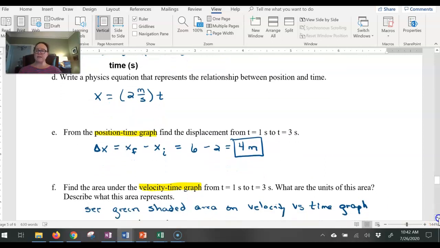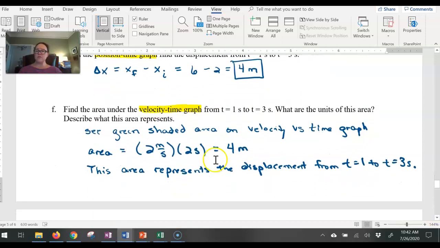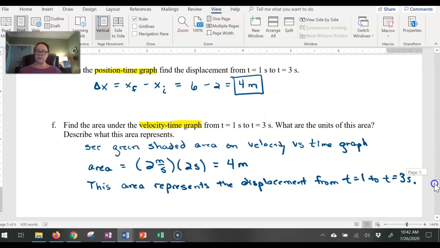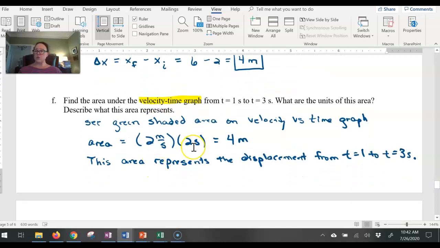Okay, then it says use the velocity versus time graph to find the area from time 1 to time 3 seconds. And so up here on the velocity versus time graph, I did shade that area. And if I want to find the value of this area, I need to take the height times the width. And so we have 2 meters per second, and the box is 2 seconds wide. So 2 meters per second times 2 seconds is 4 meters. And this area represents the displacement for that time period from time 1 second to time 3 seconds.